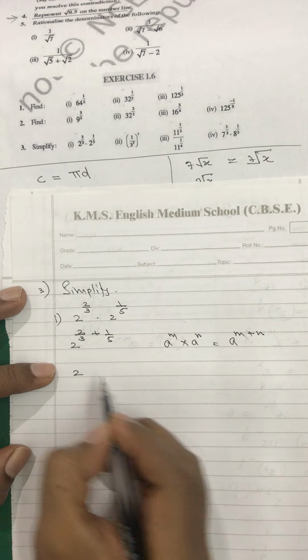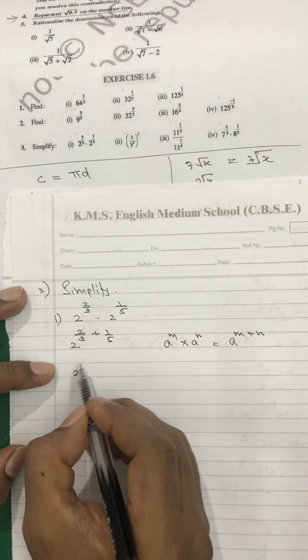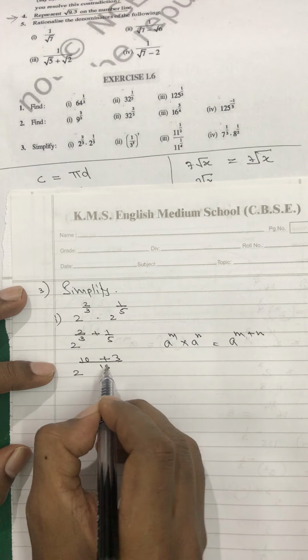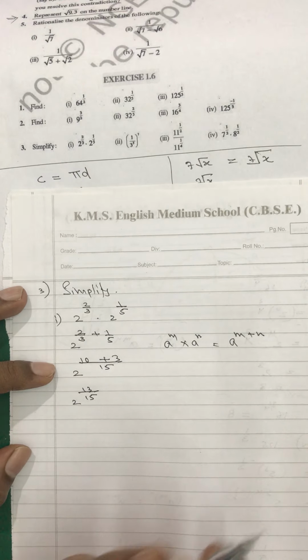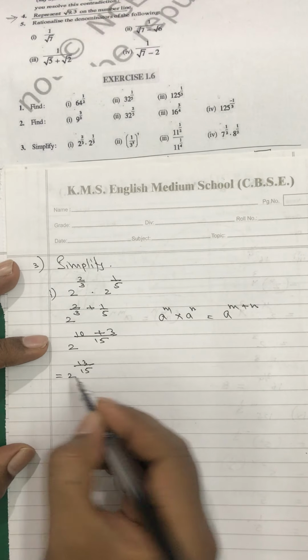So what do I get? 2 raised to the power of, because the denominators are unequal, I will have to cross multiply. 2 5s are 10, 3 1s are 3, upon 3 5s are 15. So this becomes 10 plus 3, 13 upon 15. This is your answer.